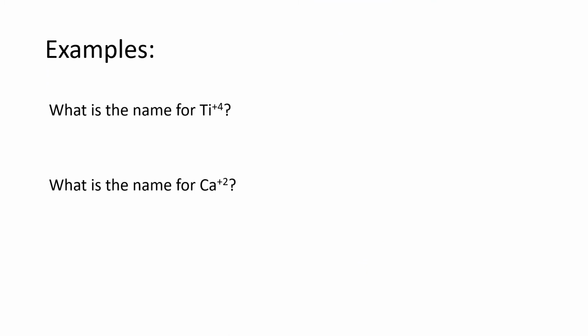In these two examples, we want to change the symbol for the ion into a name. So what is the name for Ti with 4 positive charges? Well, Ti stands for titanium. And when you look at titanium's position in the periodic table, you'll see that it is indeed a variable charge metal. So we have to put the Roman numeral 4 in parentheses after the word titanium to name this ion.